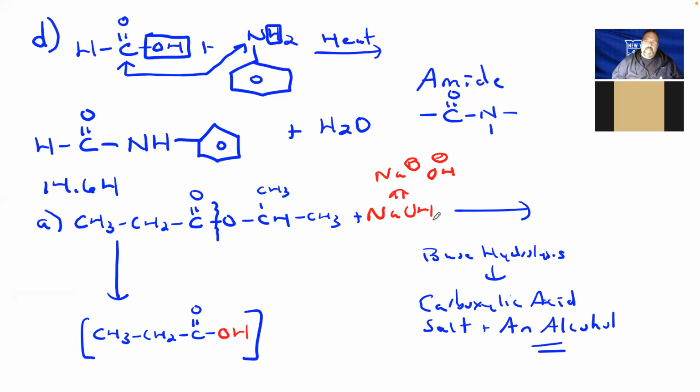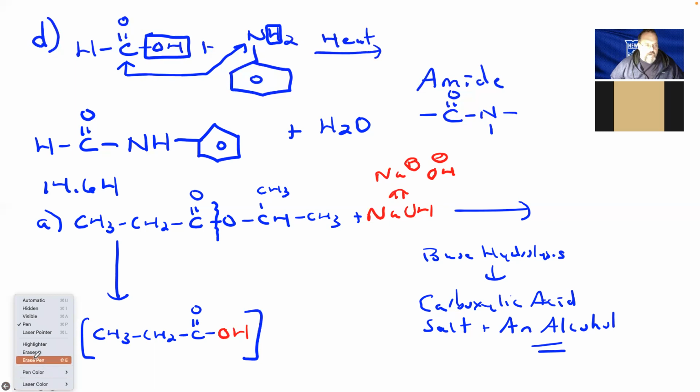Why isn't a carboxylic acid one of the final products here? And this is just basic acid-base chemistry. We are under basic conditions. Can you have an acid under basic conditions? And the answer is no. As we saw earlier, what happens to a carboxylic acid under basic conditions? It becomes a carboxylic acid salt.